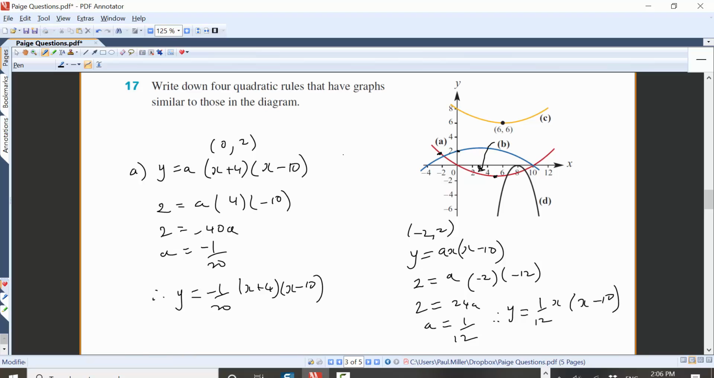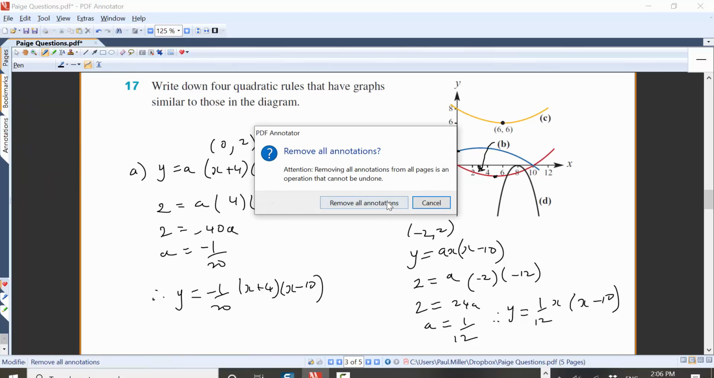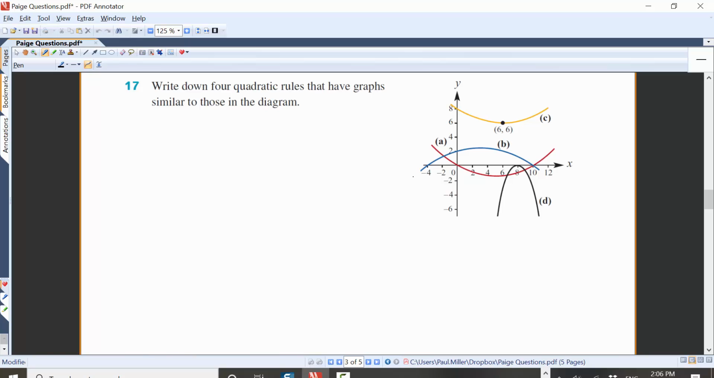All right, the third one. Now what I'm going to do is just get rid of that working out and do C.